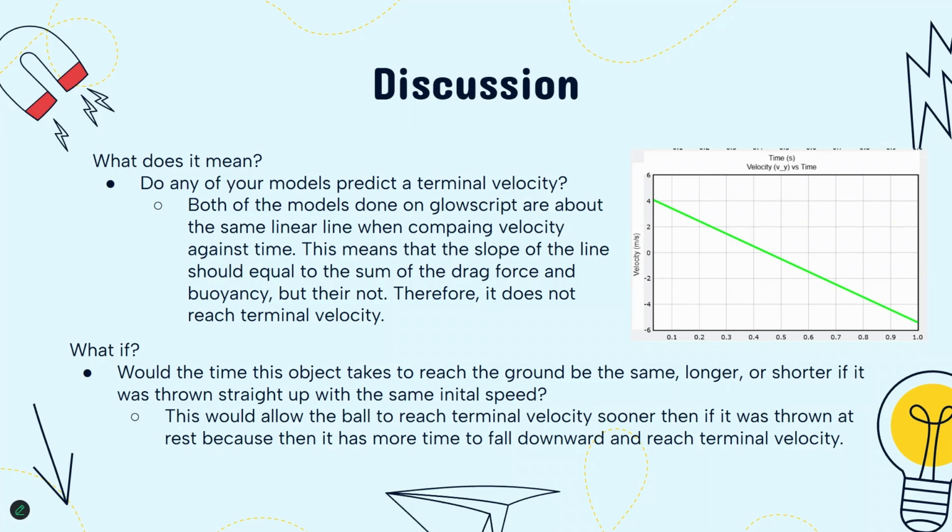And for my what ifs: would the time this object takes to reach the ground be longer, shorter, or the same if it was thrown straight up with the same initial speed? If this occurred, the ball would reach terminal velocity sooner than if it was just thrown at rest. This is because when you throw the ball straight up, it has more time to fall, which gives it more time to reach terminal velocity and maintain it. So the longer that it is in terminal velocity, the easier it is to figure out where it entered terminal velocity and how long it was in there, which is not something I'm able to do because my object only fell for so long.